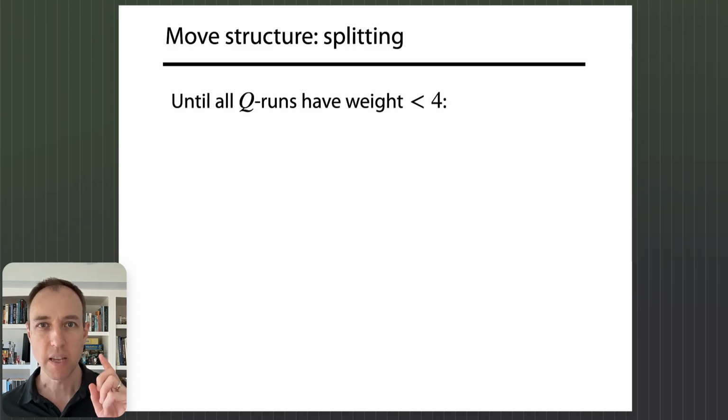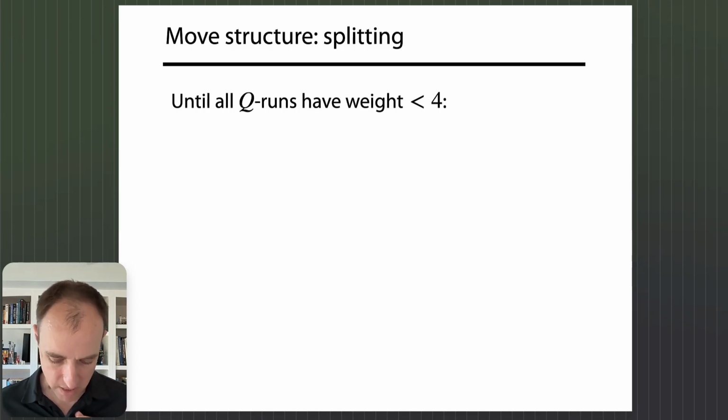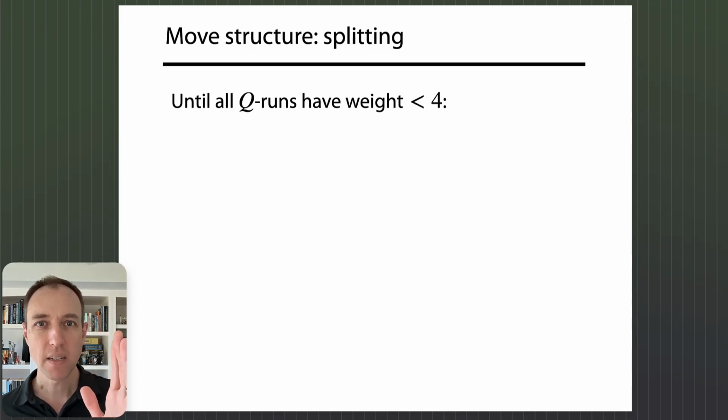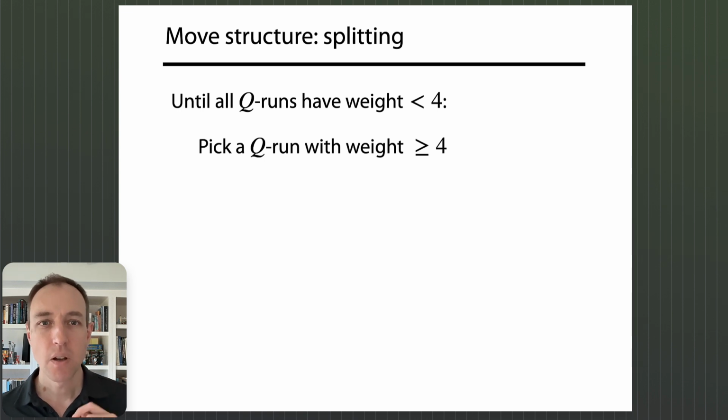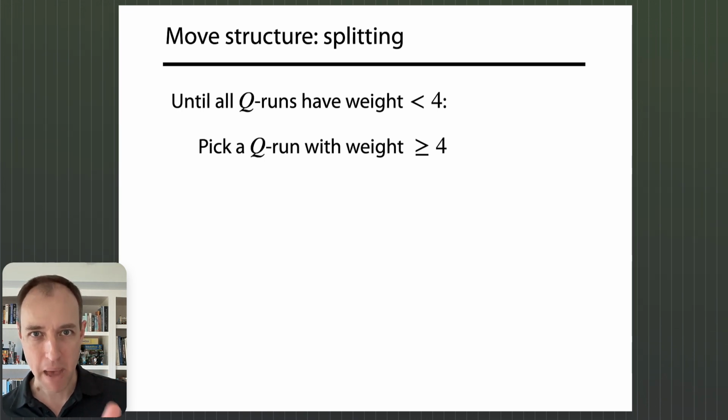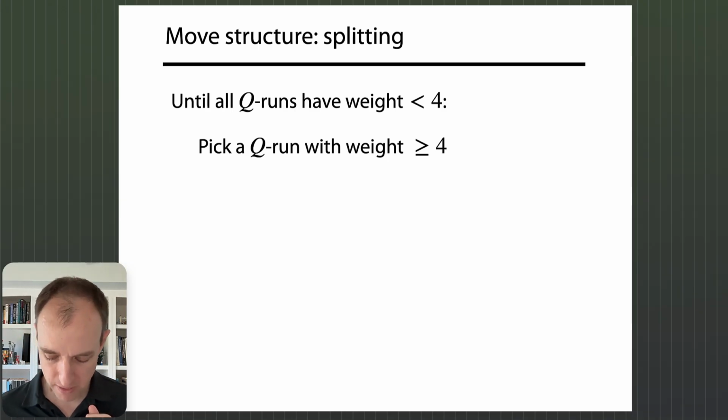Okay, so let me be more precise in describing exactly that process. Here's an iterative algorithm: until all the Q runs have weight less than 4, where their weight is equal to the number of set bits in P at those same offsets. So until all Q runs have weight less than 4, in other words, there's no position in there that requires 4 or more scans, we'll first of all pick one of the bad ones. We'll pick one of the Q runs that has weight that exceeds this threshold, so greater than or equal to 4.